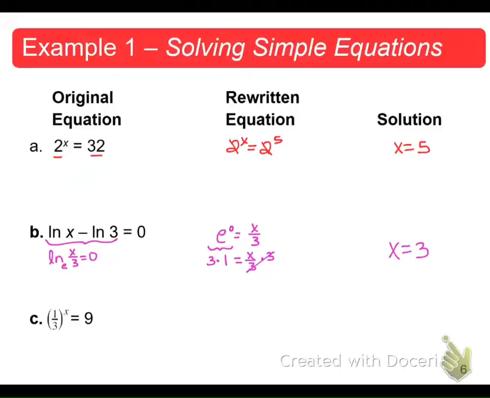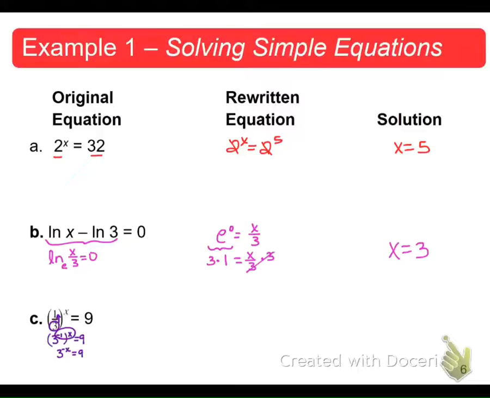And then on C, we have 1/3 to the x equals 9. Well, y'all don't like fractions, so let's get rid of it. Let's pull this 3 up to the top by changing the sign of its exponent. So 3 to the negative 1 to the x equals 9. And then you've got power to a power here. When you have two exponents, remember you multiply them. So 3 to the negative x equals 9.